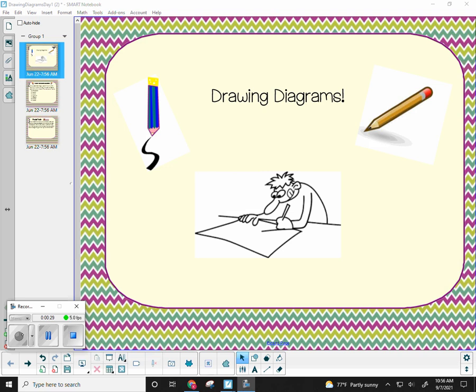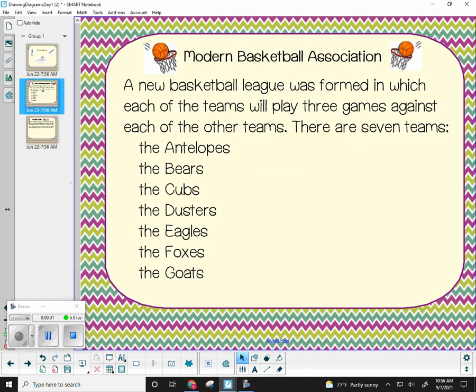All right, so here's our first problem. It says a new basketball league was formed in which each of the teams will play 3 games against each of the other teams. There are 7 teams. They're called the Antelopes, the Bears, the Cubs, the Dusters, the Eagles, the Foxes, and the Goats. So I want to know how many games are we going to need to play? How many games total are going to be played?